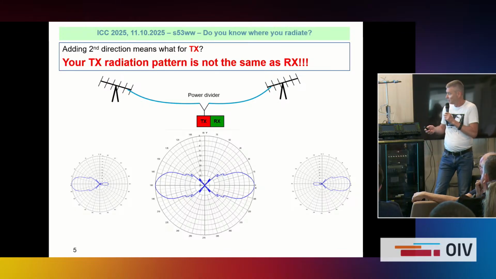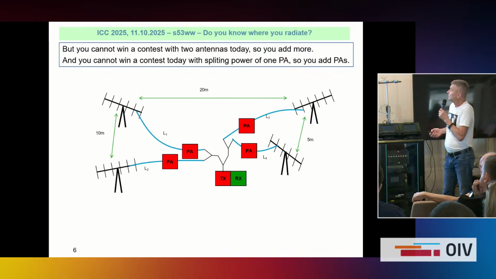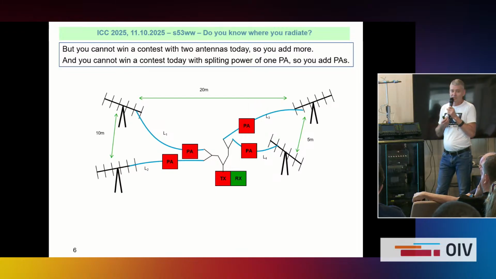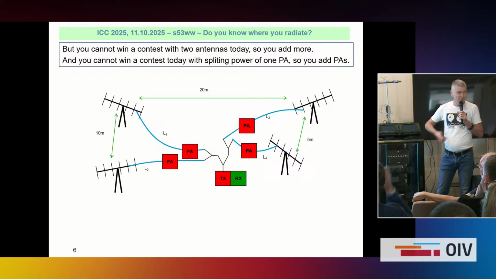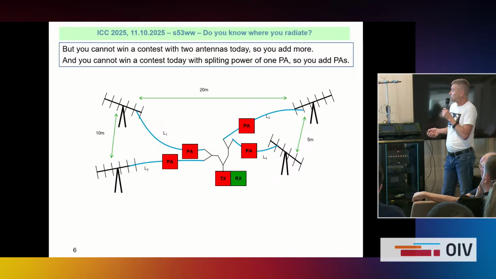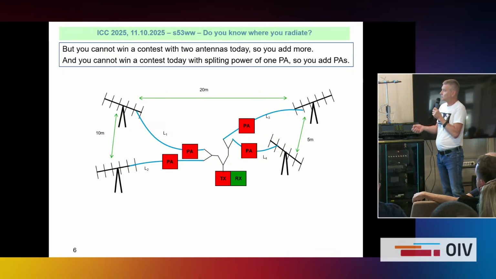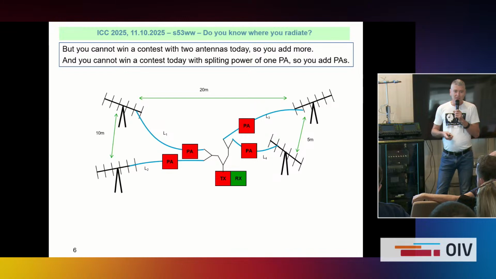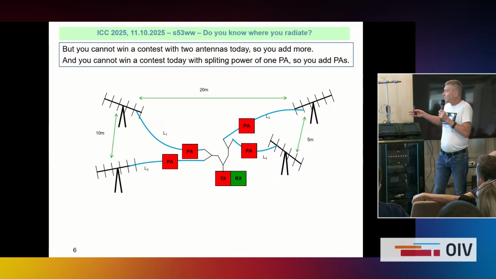Because you cannot win a contest today with 2 antennas, right? You cannot win a contest with 2 antennas, and you cannot win the contest by splitting your power in half for each antenna. So what do you do? You start adding antennas, you start adding power amplifiers, and you start growing your station. So you add power amplifiers, dividers, some cables, you put antennas with some space between them, 20 meters, 10, 5, whatever the geographical conditions on your location allow. You start putting antennas on it, and it pays, right?